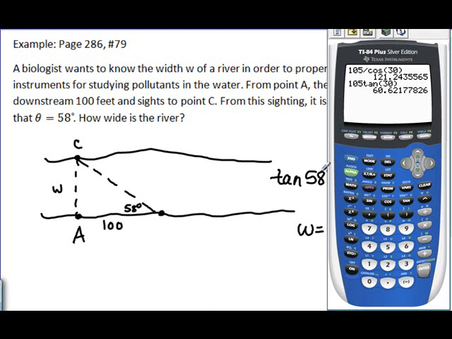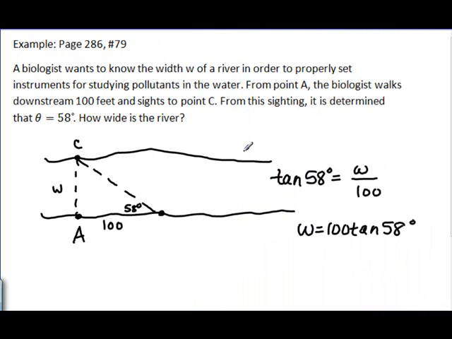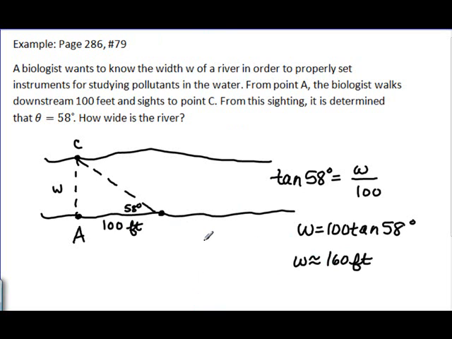So using our handy calculator, we can do 100 times the tangent of 58 degrees, and it's in degree mode, and I get 160.03. So if we round to the nearest foot, we would say it's 160 feet, because my 100 is in feet. Did I write that down right? 160, yes. So all of your problems are going to be similar to this.